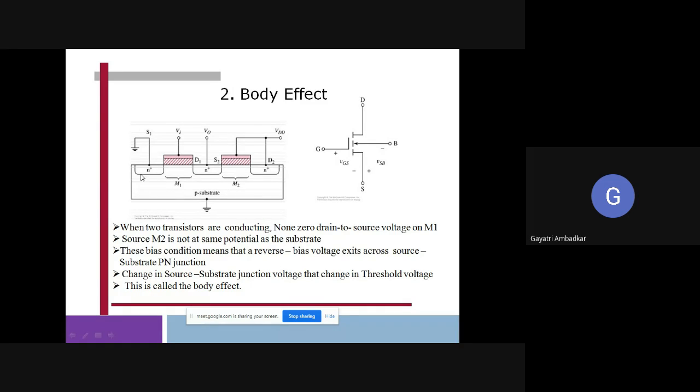Only one thing. We used to ground the source of MOSFET number one. The source and substrate are connected together for MOSFET number one, and therefore we can ground. So this is not the drain, this is the source. That is the only correction needed. Very good, Pejal.